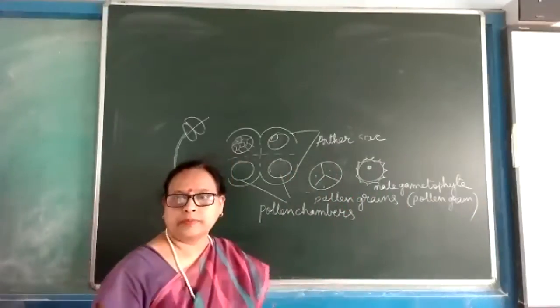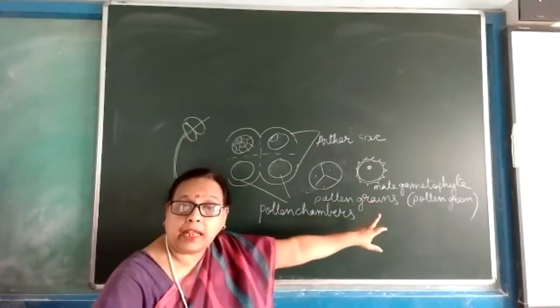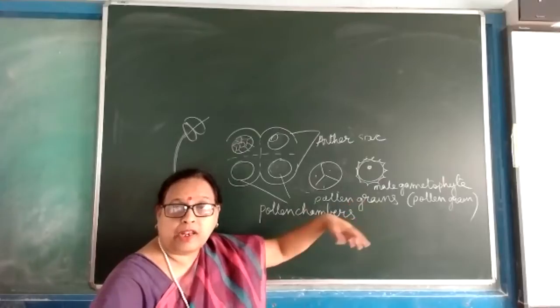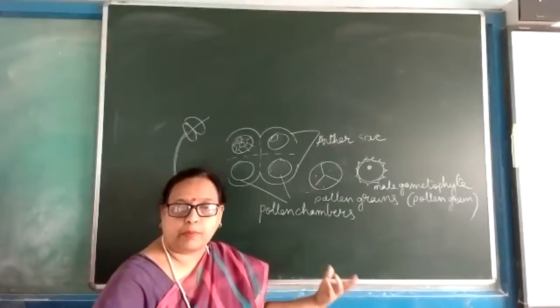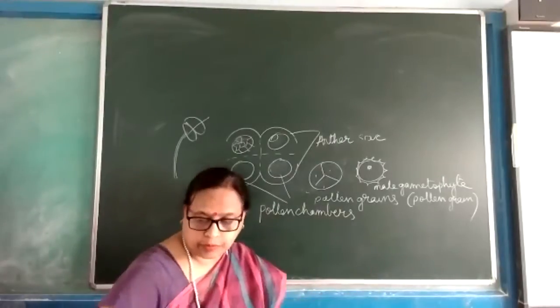Is it clear? The pollen grain is the male gametophyte, and it is going to produce the male gametes, that is the male nuclei, which we have studied in class 9.